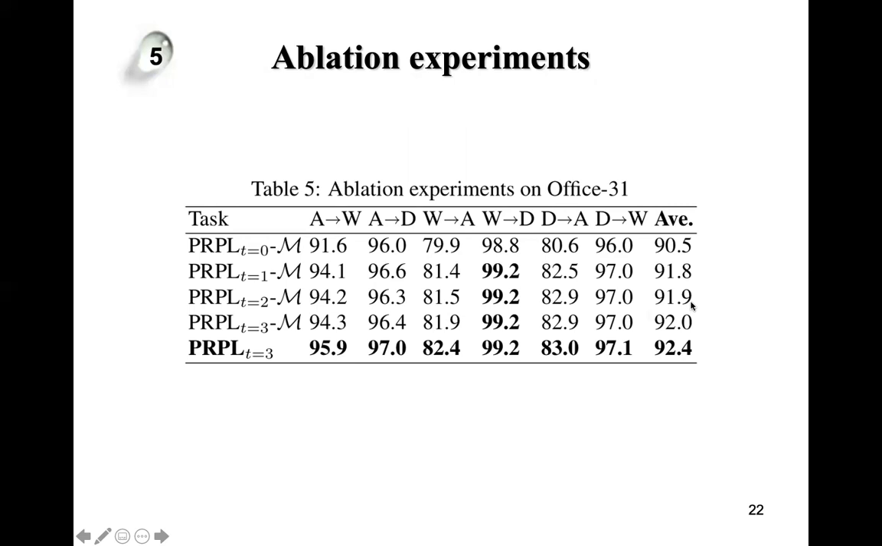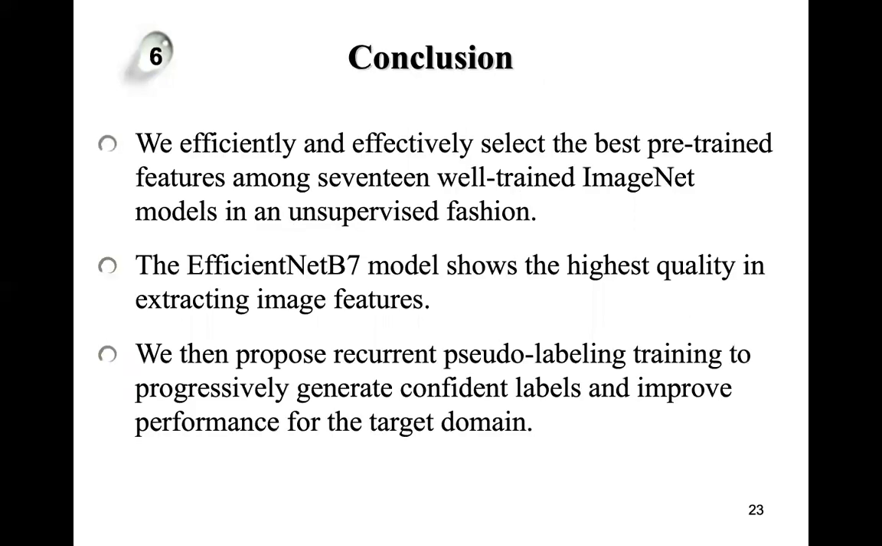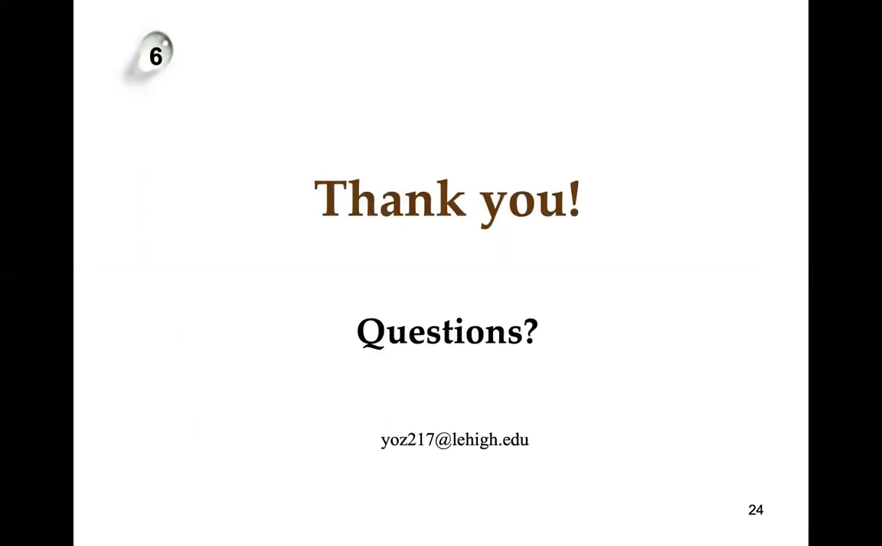Finally, in conclusion, we efficiently and effectively select the best pre-trained features among 17 well-trained ImageNet models in an unsupervised fashion. And we found that the EfficientNet B7 model shows the highest quality in extracting image features. We then propose recurrent pseudo labeling to progressively generate high confidence labels and improve the performance for the target domain. And that's all my slides.